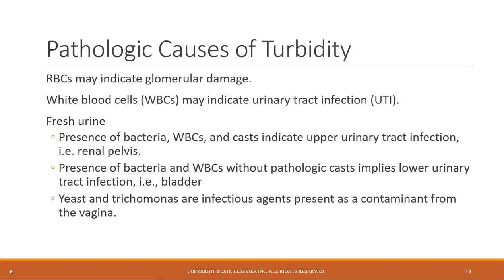White blood cells may indicate a urinary tract infection, also known as a UTI. In fresh urine, the presence of bacteria, white cells, and casts, which we'll discuss later, indicate upper urinary tract infections, the renal pelvis, whereas the presence of bacteria and white cells without pathologic casts implies a lower urinary tract infection, a bladder infection. Yeast and trichomonas, a parasite, are infectious agents that are present as a contaminant from the vagina.